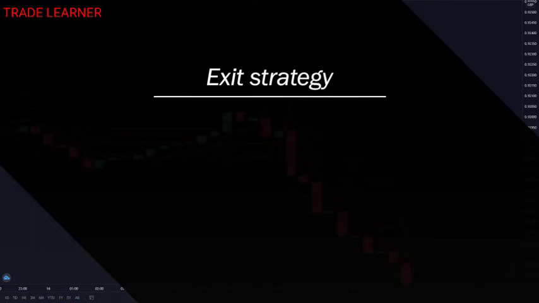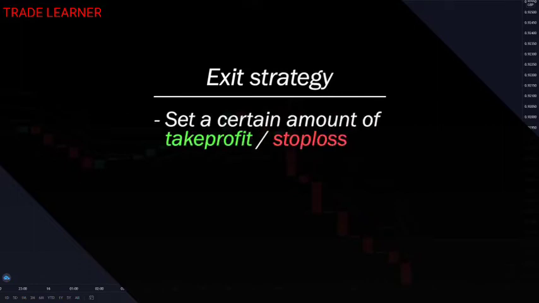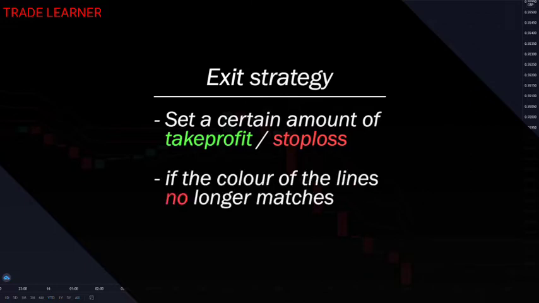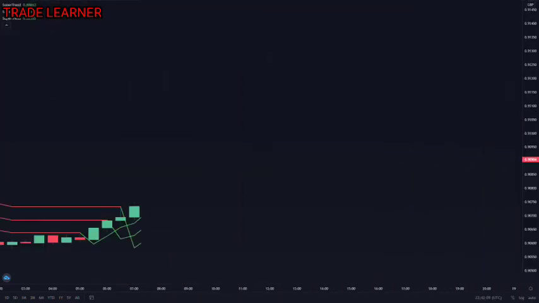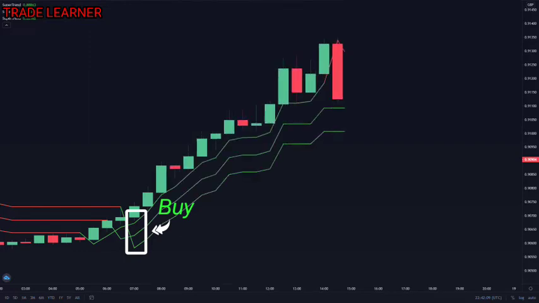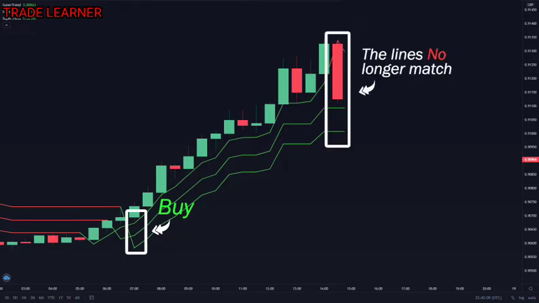And for our exit signal, there are actually a lot of ways you can do this. The first one is to set a take profit or stop loss. So you close your position if your trade reaches a certain amount of profit or loss. Another way is if the colors of the lines no longer match. Like in this example, we can see that the lines are all green, so you take a buy position. Next, you can see that one of the lines switches to red. And now that the lines no longer match, this is where you want to close your buy position.